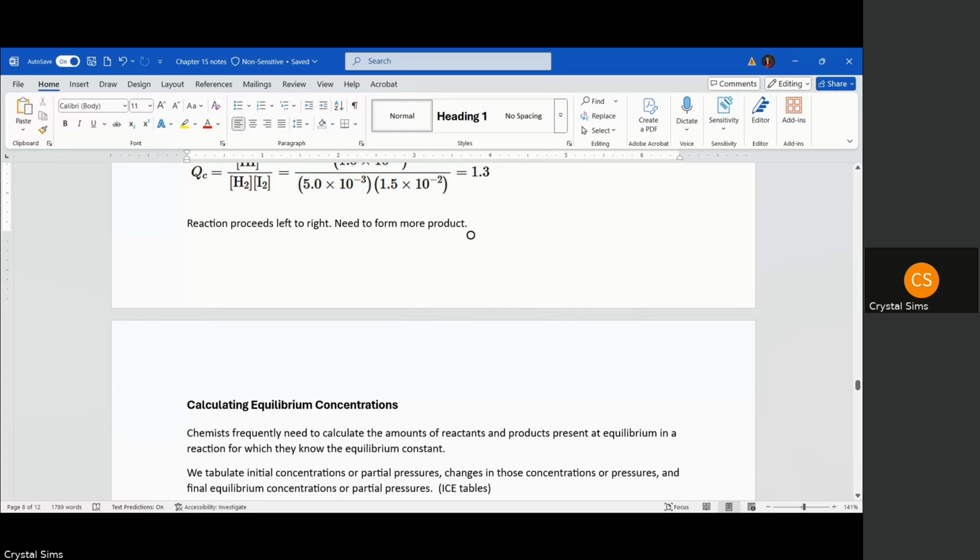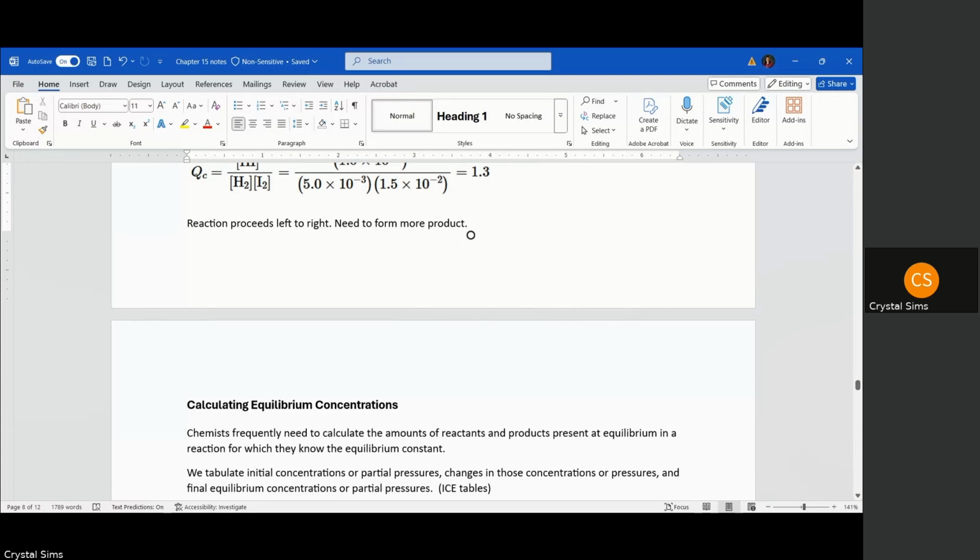So in this example, we didn't have to use an ICE table, right? Now, when we look at our next exercise, we're going to have to use an ICE table. So they tell us that we have a 1.000 liter flask, and we put 1 mole of hydrogen gas and 2 moles of iodine gas, and they give us the reaction, and they tell us our equilibrium constant, and they want to know the equilibrium concentrations of all 3.